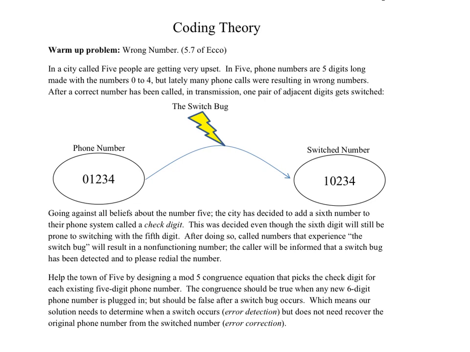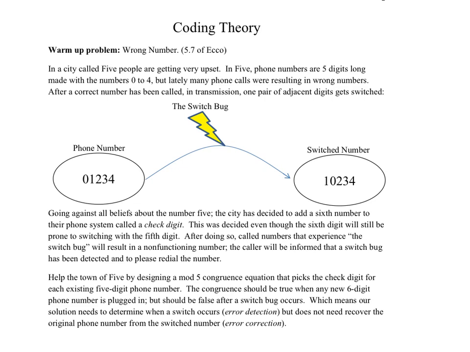We're using it to check things. The 6th digit will still be subject to this switching. It's not immune to the switch bug. So after we add this check digit, the problem should be fixed in the following way. Called numbers that experience this switch bug will result in a non-functioning number. The caller will be informed that the switch bug has been detected and to please redial the number.